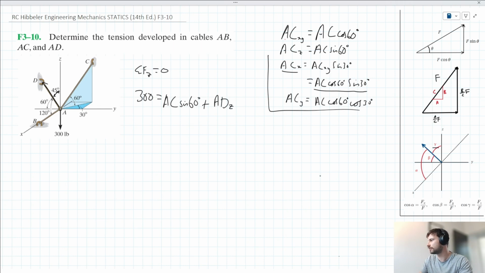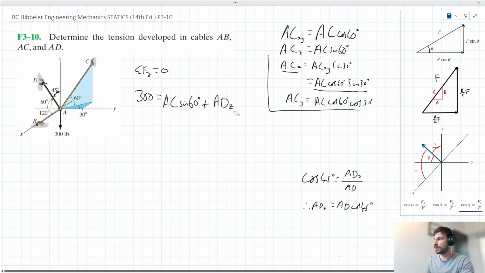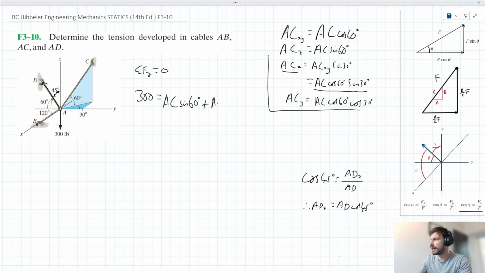And we note this idea here. Okay, so the cos of 45 degrees is equal to the z component of AD over AD. We could rearrange this and say, therefore, ADZ is equal to AD cos 45, right? So I'm going to rub out that ADZ idea and just replace it with AD cos 45.